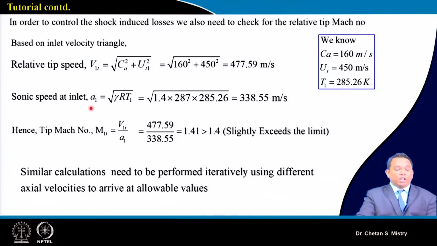We can calculate our sonic velocity at the entry, that is the square root of gamma R T1, and when we calculate, the Mach number is coming to 1.41. This is nearly what we are looking for, but it is slightly exceeding the range. So let's do some more iteration in order to achieve what we are looking for.